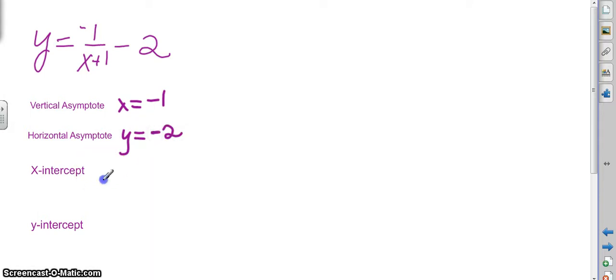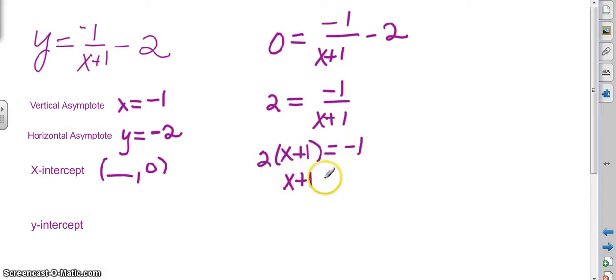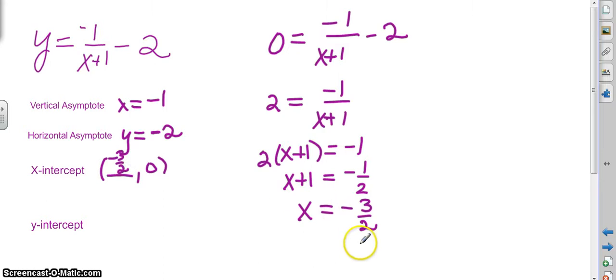The x-intercept happens when your y is 0. You could have more than one x-intercept, that's possible. In this particular case, we're going to have just one. So what I want to do is set y equal to 0. So 0 is equal to negative 1 over x plus 1 minus 2. If I add 2 to both sides, this is what I get, which means 2 times x plus 1 is equal to negative 1. X plus 1 equals negative 1/2. And then by subtracting 1 from both sides, I get x is equal to negative 3/2. And this goes right here.